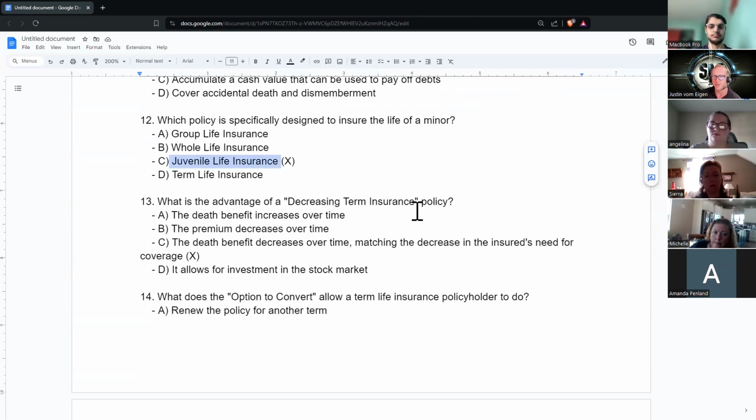What's the advantage of a decreasing term policy? So with a decreasing term policy, the death benefit decreases over time, which matches the decrease in the insured's need for coverage. So it's like something to cover a mortgage.